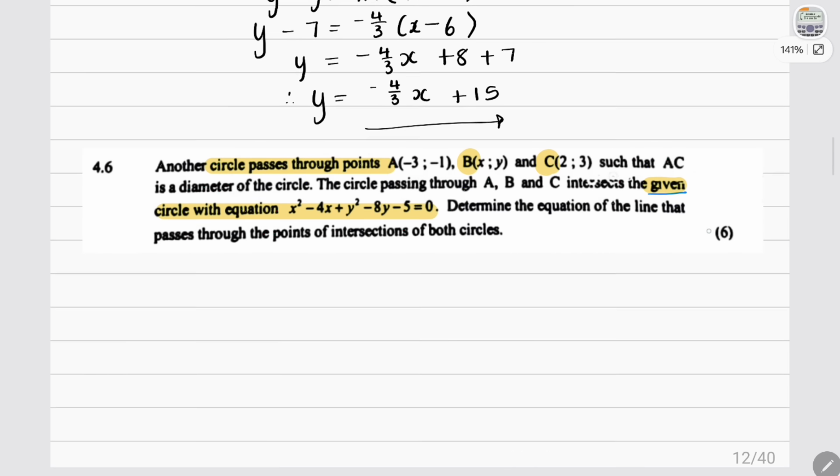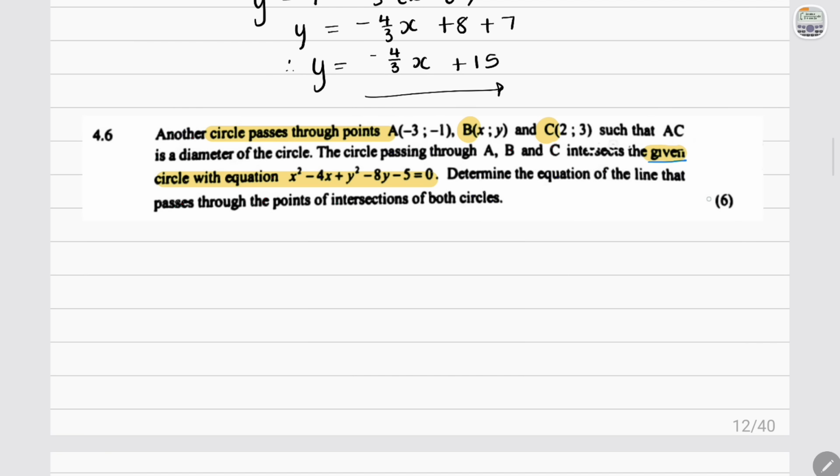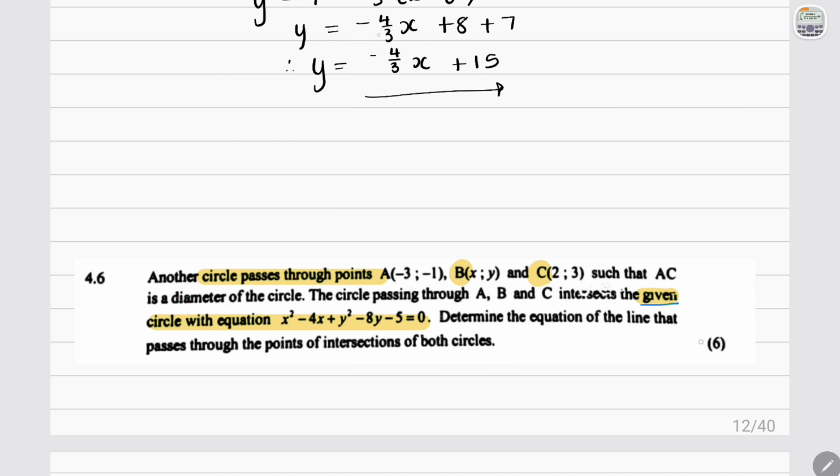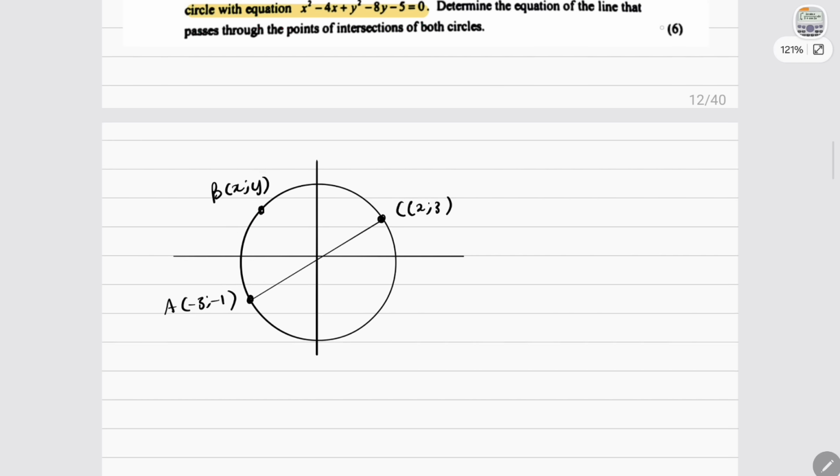So with this info, they want us to determine the equation of the line that passes through the points of intersection of both circles. Now, I know that this question, because you see 6 marks and it's at the end, it would seem like, oh no, this is one of those difficult ones. It's actually a very simple question.